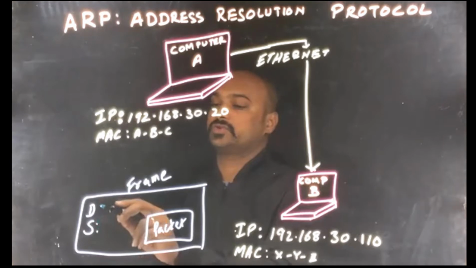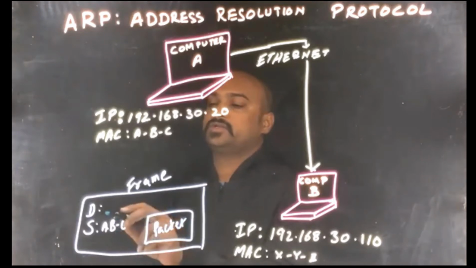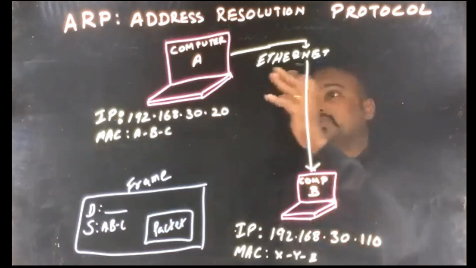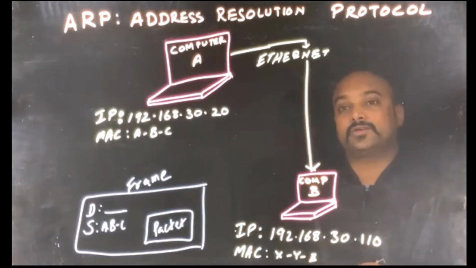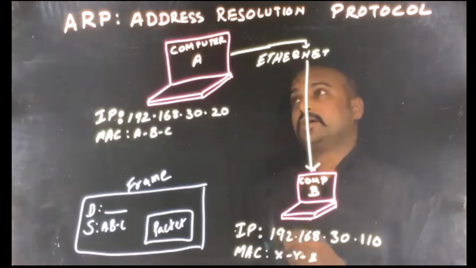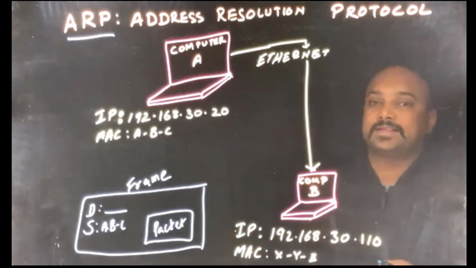This is the source MAC address, which it knows: A, B, and C. And what it needs to know is the destination's MAC address. At this point, computer A has no idea what the destination's MAC address is, but it knows what its IP address is. ARP functions on broadcasting.